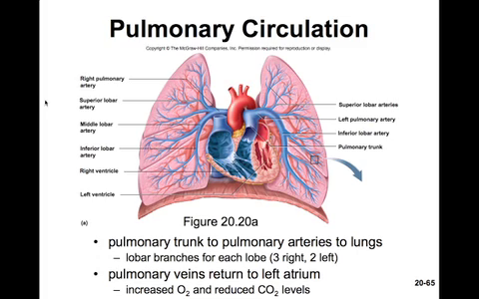The pulmonary trunk is a large vessel that ascends diagonally from the right ventricle and branches into the left and right pulmonary arteries. Here we see the pulmonary trunk branching into the left and right pulmonary arteries. Remember, the pulmonary arteries carry deoxygenated blood from the heart to the lungs.